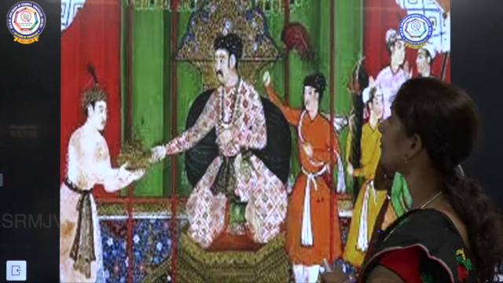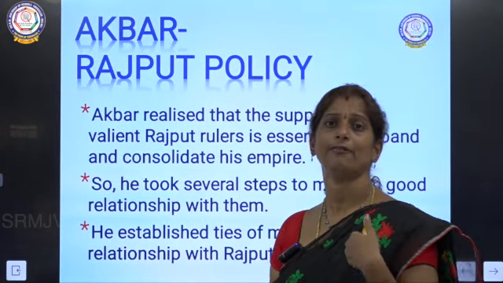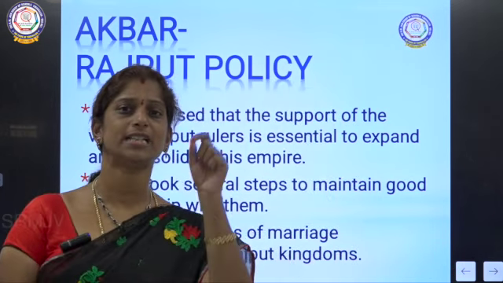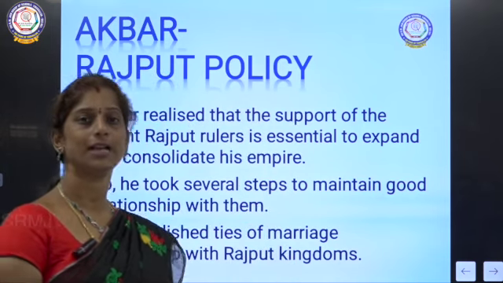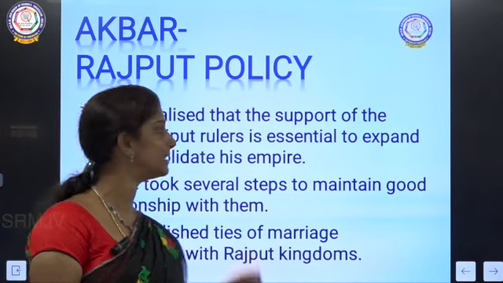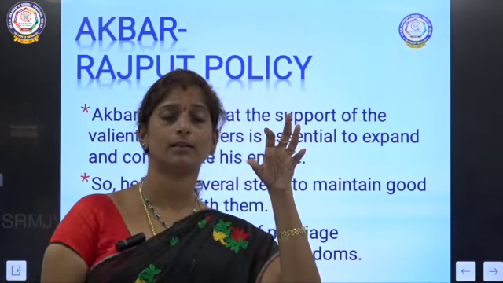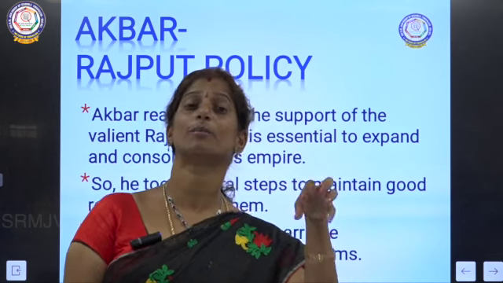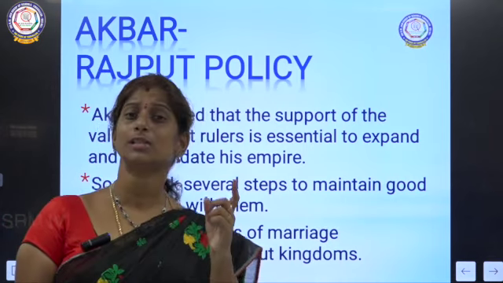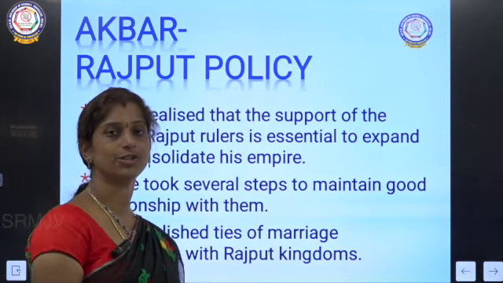Okay, so now we will see about the relationship maintained by Akbar with Rajputs. After the Rana Pratap Singh clash, there happened to be a very good relationship maintained by Akbar with Rajputs. So we are going to see about that now. Akbar realized that the support of valiant Rajput rulers is essential to expand and consolidate his empire. So Akbar understood that the Rajput warriors or the rulers were very much valiant. Valiant means they were bold and very much strong. So their support is required to expand his kingdom. So that is how he wanted to maintain a good relationship with Rajputs.